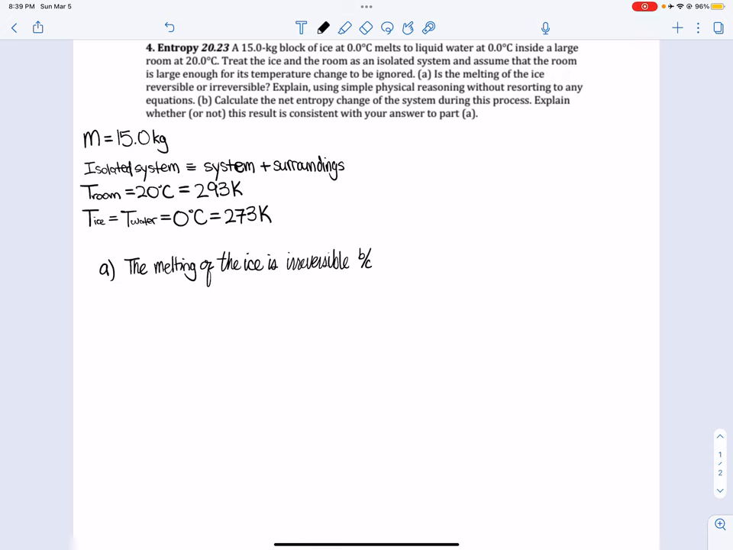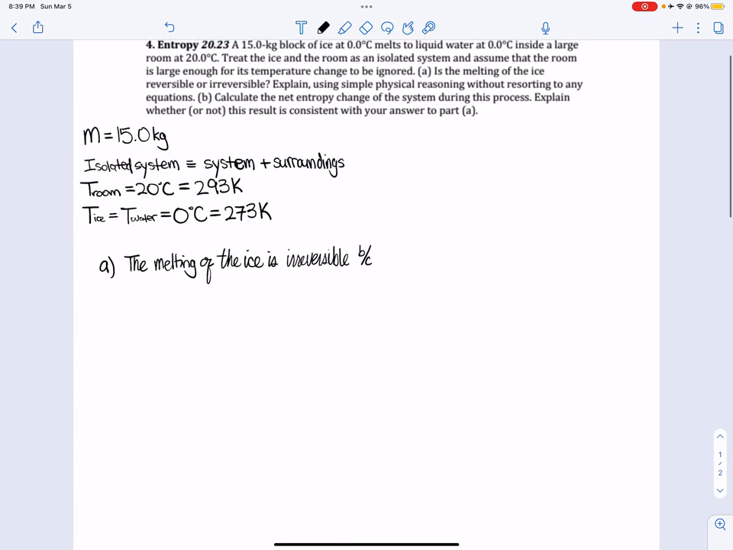the temperature of the room is 20 degrees Celsius, right? So in order for the melted water at 0 degrees Celsius to turn back to ice, we would have to freeze it back to ice, but in order to do that, we would have to add work. Work would have to be done on the system to transform the 15 kilograms of liquid water to a block of ice.